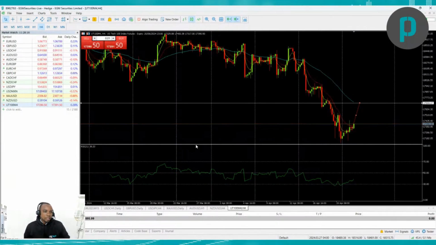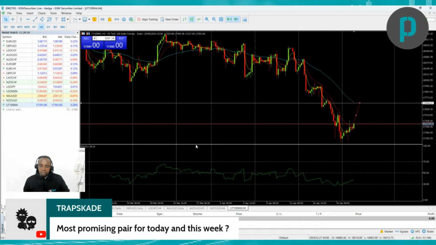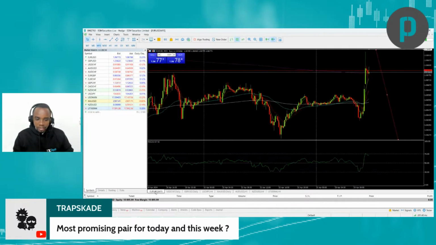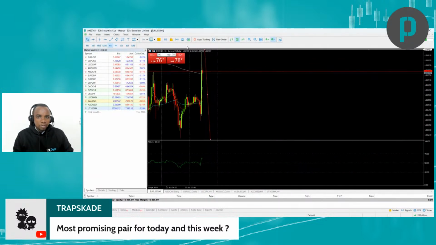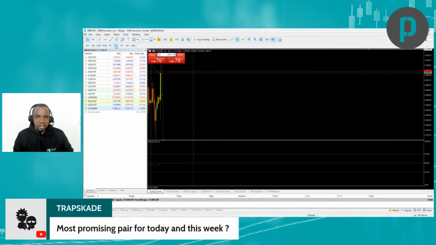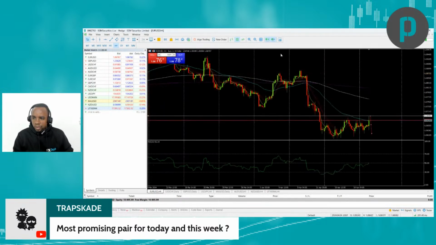Maybe you're looking at a different asset and you'll want us to project that for you, probably an educational analysis. Most promising pair for today and this week, Trapscade. We've mapped out different currencies. And so maybe you would want to go through some of that analysis, because every asset over here has projections. For example, if you look at Euro USD, we've made that projection where we anticipate price to hit. So we expect Euro USD to probably go to 1.0695 and then drop. So those are opportunities that you could probably be looking at, Trapscade, right?